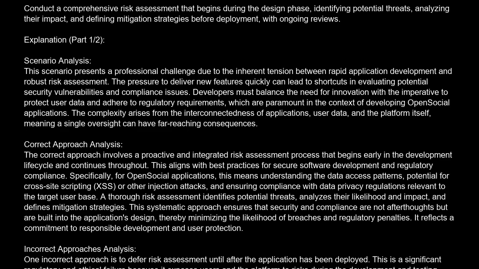The correct answer is D. Conduct a comprehensive risk assessment that begins during the design phase, identifying potential threats, analyzing their impact, and defining mitigation strategies before deployment, with ongoing reviews.